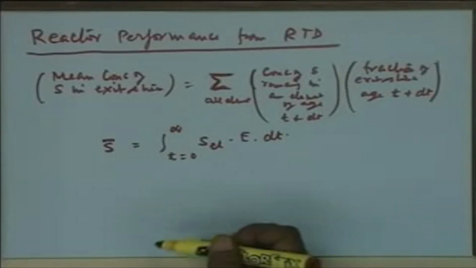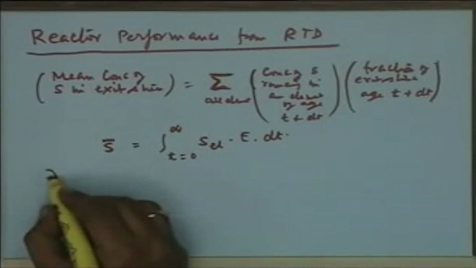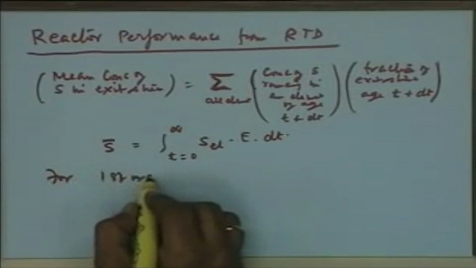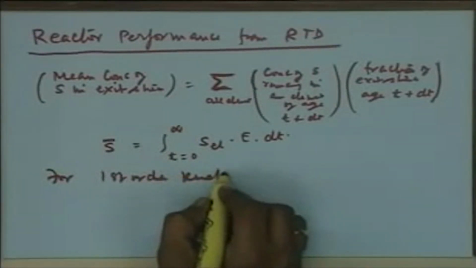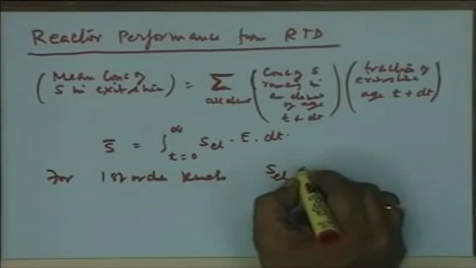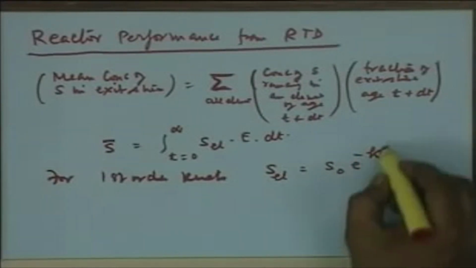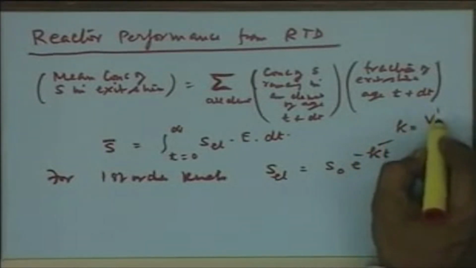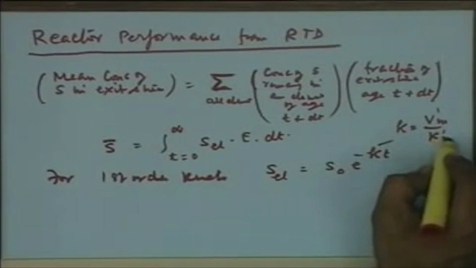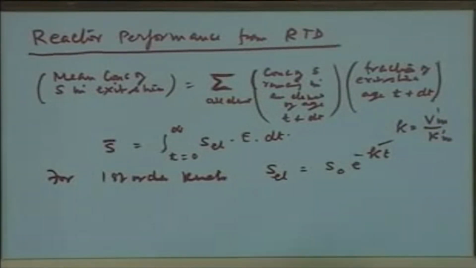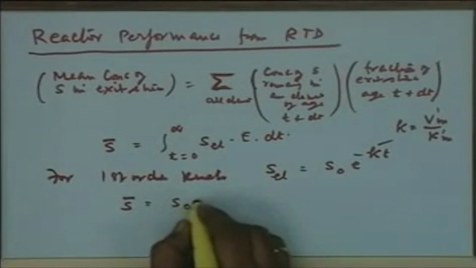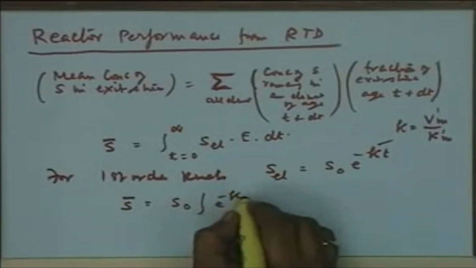Now, obviously, if you write for first order kinetics, your S element will be equal to S0 e to the power minus kt. Let us assume this k is V dash m upon K dash m, a first order rate constant for the enzyme reaction. Therefore, your S bar from the kinetics and from the RTD data will be the integral of S naught e to the power minus kt into E dt.